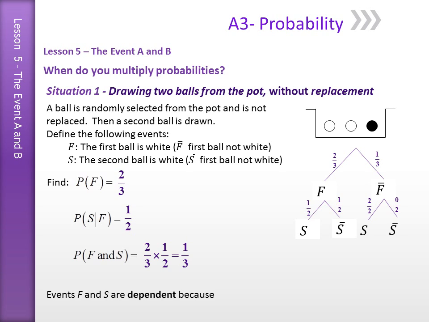So along the bottom, what I have just written is what it would be for each one of those lines. So a white ball and a white ball would be 2 out of 6. A white ball and a black ball would be 2 out of 6. A black and white would be 2 out of 6. And a black and black would be 0 out of 6. The events F and S are called dependent because the probability of the second ball being white would depend on what happened with the first one occurring.